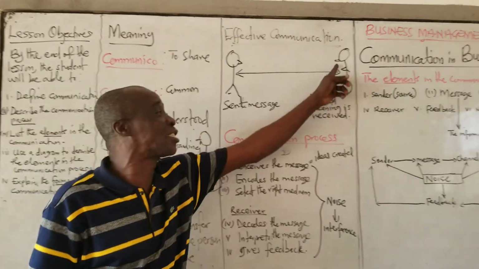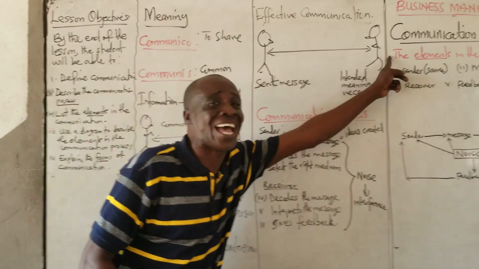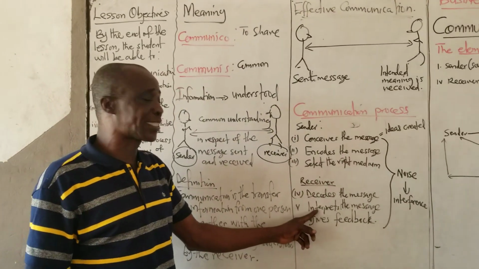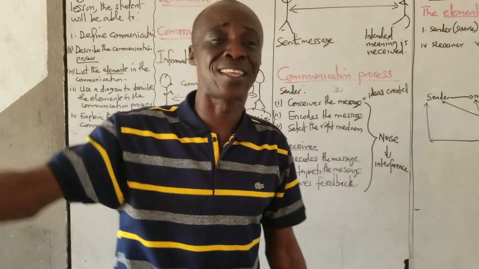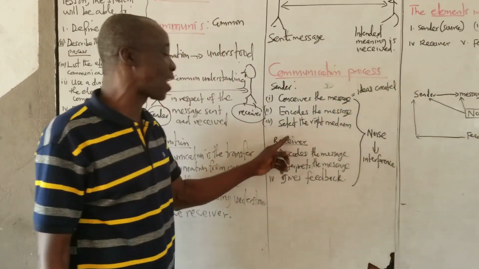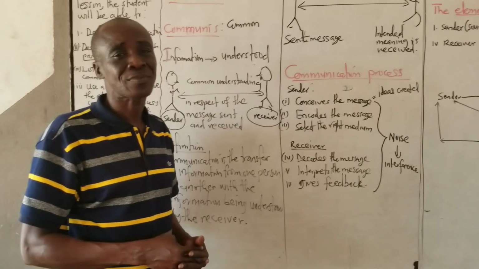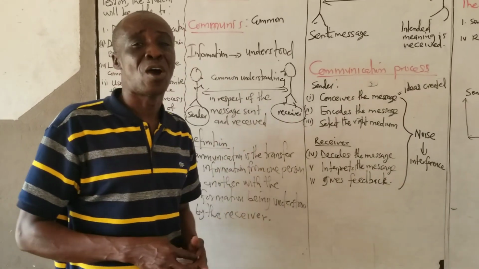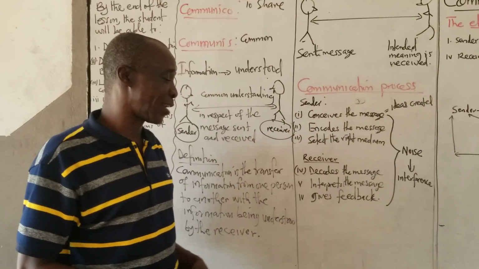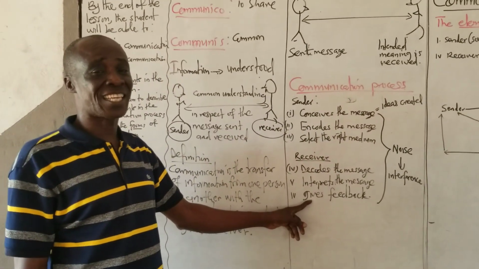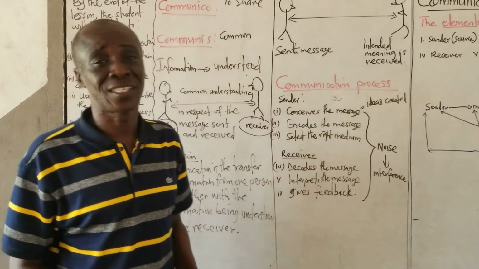So interpretation. And this point is very, very important because we said that effective communication is when the message that is sent and received is understood in the manner the sender intended. So at times you will send a message and somebody will interpret it wrongly, and therefore will give you wrong feedback. So interpretation of the message is very, very important. Then finally, the sender will give you feedback.